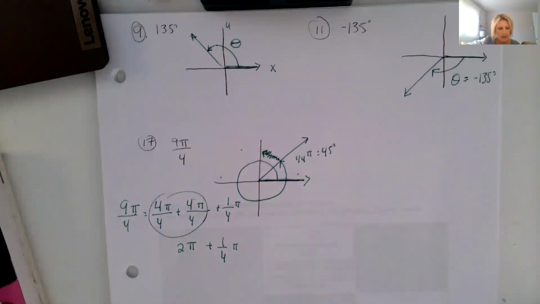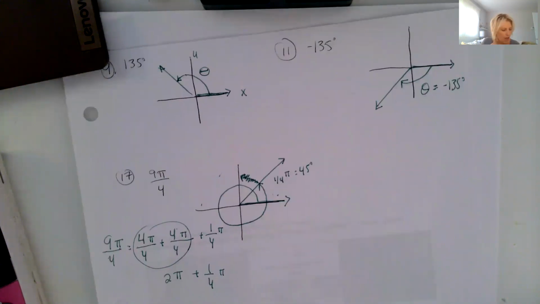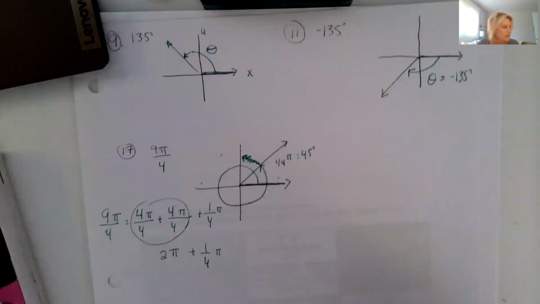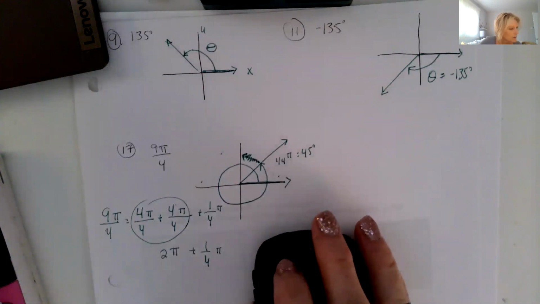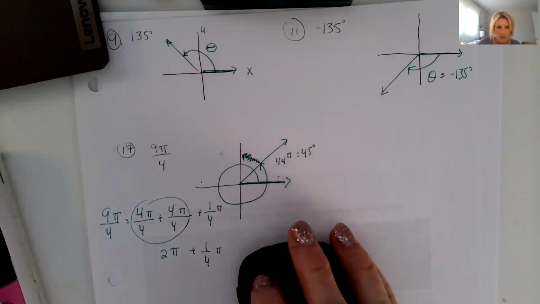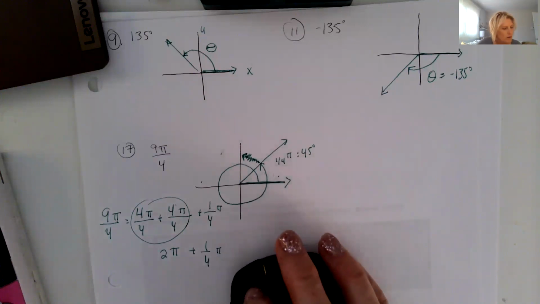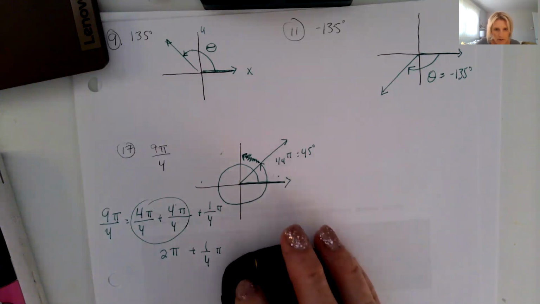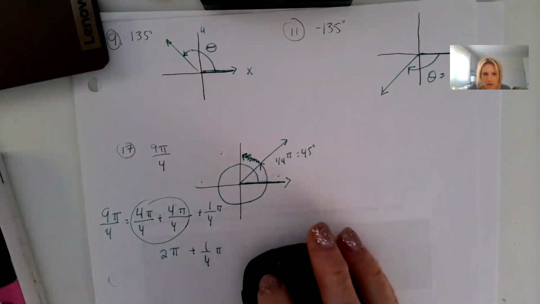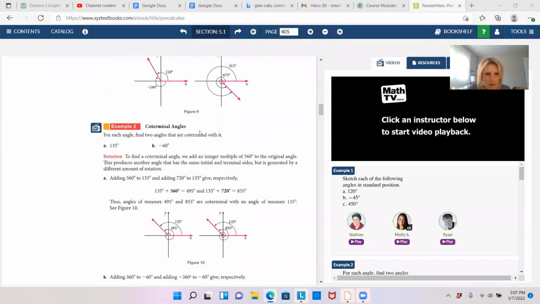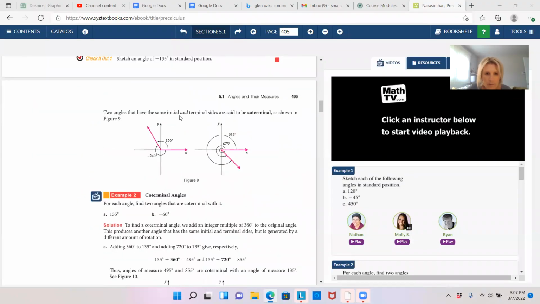The next ones that I wanted to look at were looking at what a radian is. So we talked about sketching an angle. Let's talk about coterminal angles. So coterminal angles, if we go back to our book here. Two angles that have the same initial and terminal sides are said to be coterminal. So we actually just went over coterminal angles, what we just did in number 17.